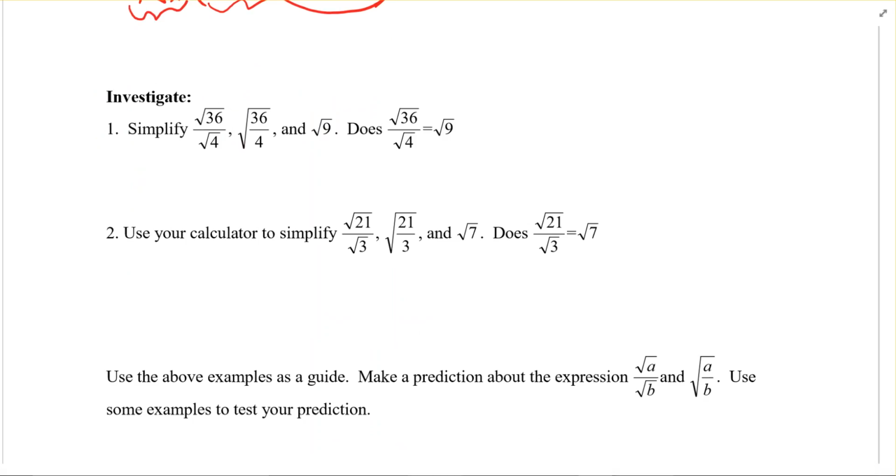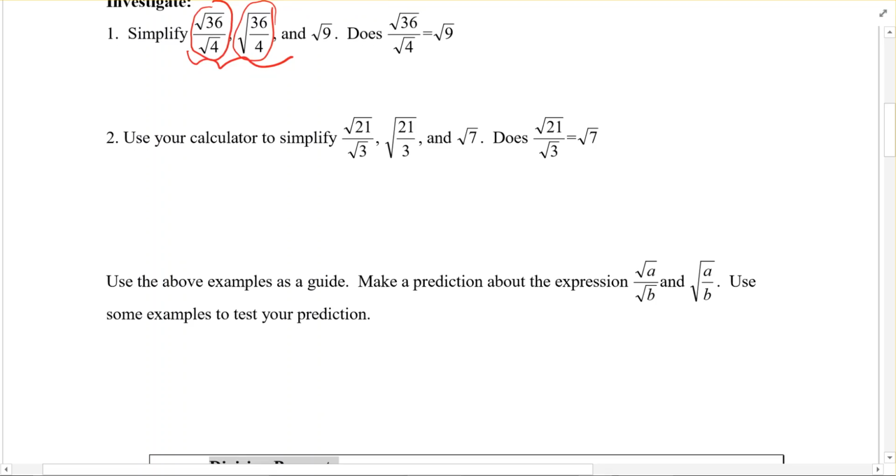Okay. So number one here says simplify square root 36 over square root 4, and 36 over 4 all square rooted, and square root 9. Just put those all in your calculator for a second and see, do you get the same answer? Do you get 3 for an answer? You should. They're actually all the same, right? So the idea here is you can write the square root of 36 over the square root of 4 with everything under one square root, and it means the same thing. And we just kind of got the same thing for number 2.